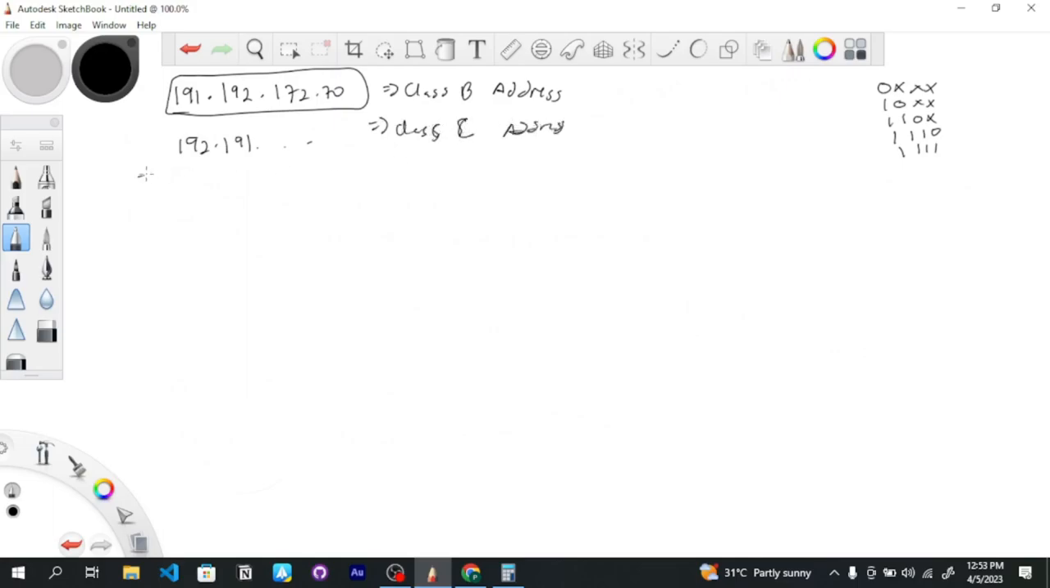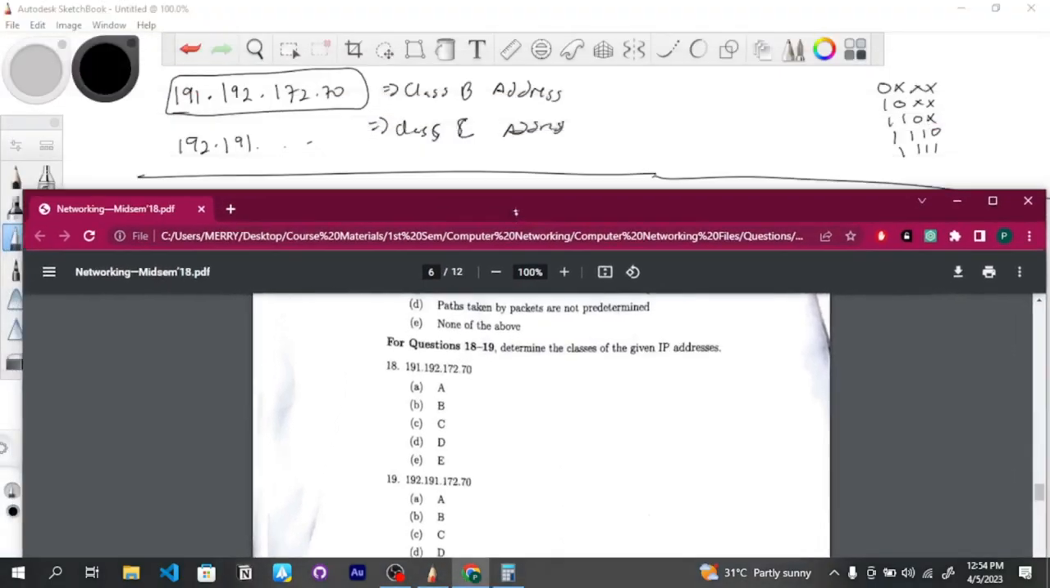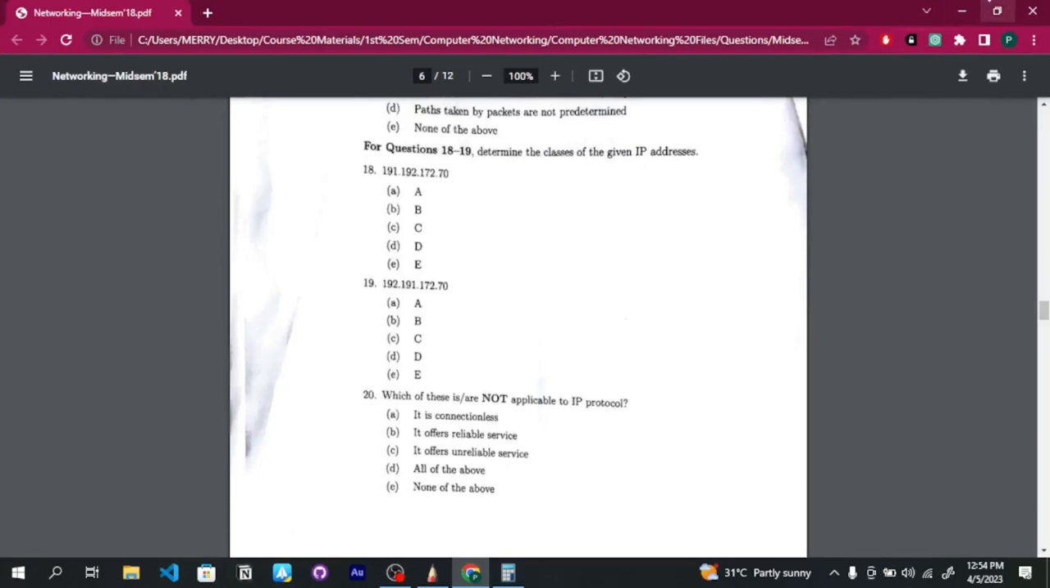I'm going to put up some other ones on the screen so that you can try your hand at it to understand. 10.10.200.6 and then 172.15.161.1. Please pause it here if you don't want the answer. Pause it here so that you can try it on your own. I'm going to write the answer in 3 seconds. 1, 2, 3. So please pause it. I hope you have paused it if you don't want the answer. So yes, this is class A and this is class B. Please try it out. It's useful for you to get a hang of it. So we've solved these two questions.